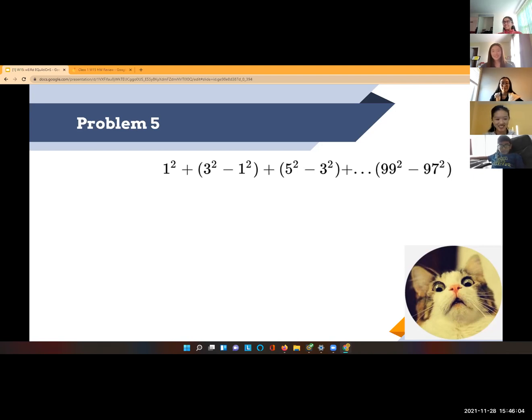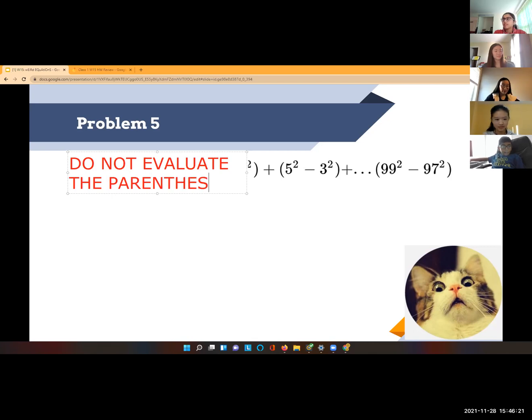Okay, problem 5. Same principles as the ones before it. So we have this thing that looks very, very complex, and it would take you ages to do by hand. But let's see if you guys can spot the pattern and figure out the easy way to get to the answer. So I'll give you guys a while to think about it on your own, and then we'll go through it.